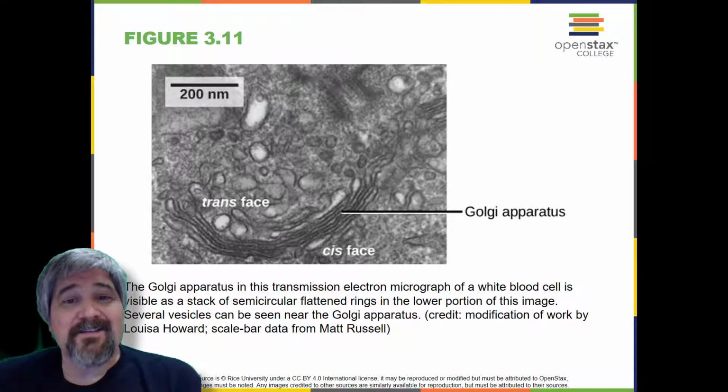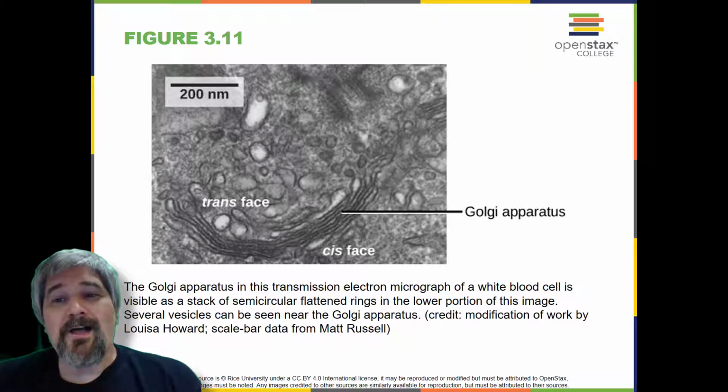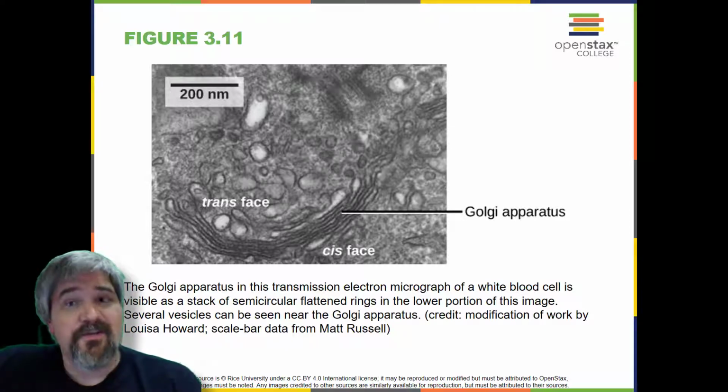Finally, the modified and tagged proteins are packaged into vesicles that bud from the opposite face of the Golgi. Some of these vesicles, transport vesicles, deposit their contents into other parts of the cell where they will be used. Others, secretory vesicles, fuse with the plasma membrane and release their contents outside the cell.